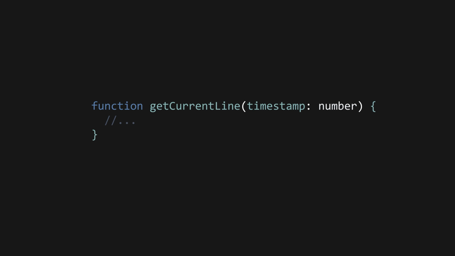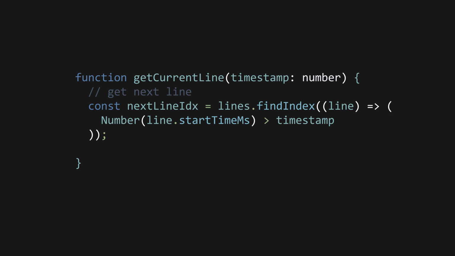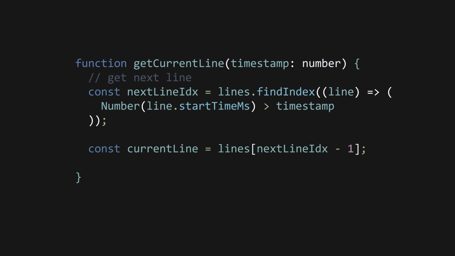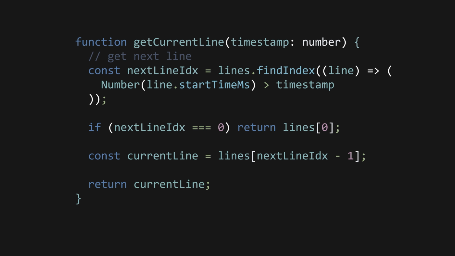Now, since we know that the lines are sorted, one approach we could take is to find the first line whose start time is larger than the current timestamp. What this would correspond to is the next line. If we had its index, subtracting 1 from that gives us the current line. But what if the index is 0? Well, that just means we are at the first line. If we add that check, then that's all we need for our function here.